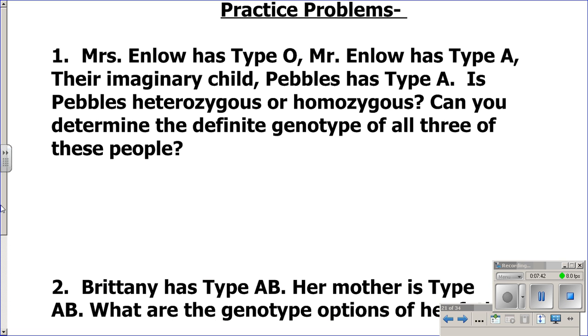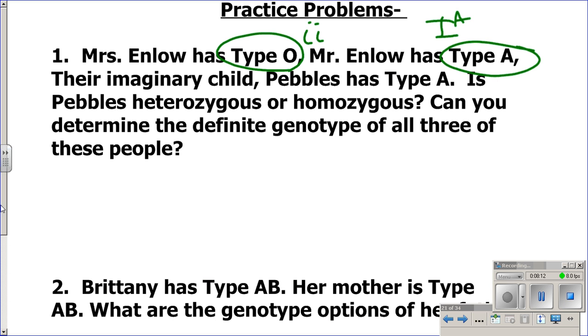Okay, so Pebbles has type A blood. Is Pebbles heterozygous or homozygous? So we're gonna have to think about this in a second. Can you determine the definite genotype of all three of these people? So let's start from the top. Can we determine the definite genotype of moi? Yes. What is it? Little i, little i. Okay, can we determine the definite genotype of Dad? No, we can't. But what are the possibilities?